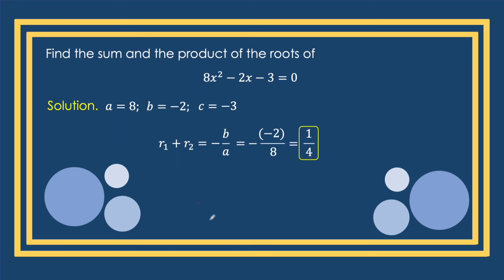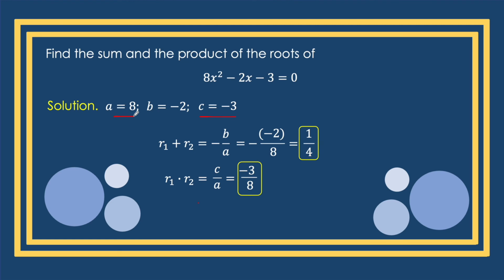Now, let us determine the product. R sub 1 times r sub 2, and that is c over a. C is negative 3, so the numerator is negative 3. A is positive 8, so the denominator is positive 8. We cannot simplify this fraction. So, the final answer is negative 3 over 8.